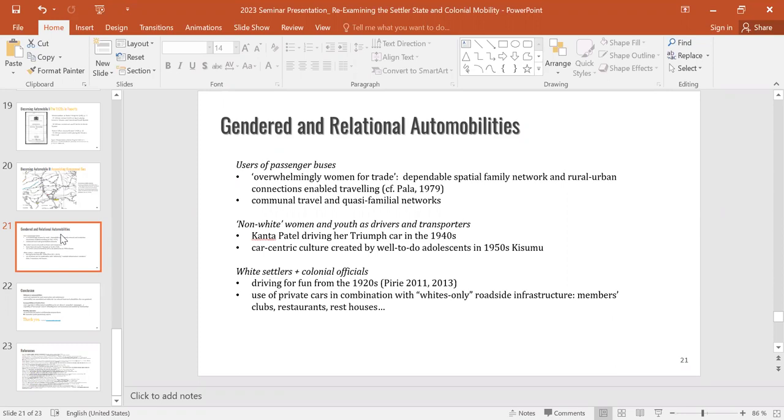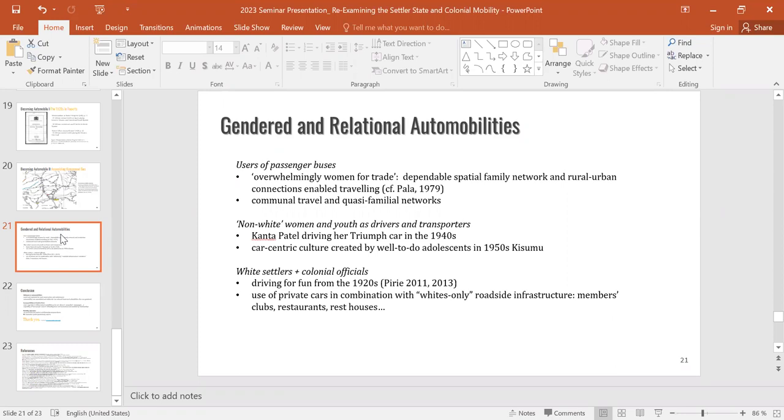this period. But it was particularly women of Gujarati descent who were starting to drive cars in urban Nyanza. One of the first women to drive her own car was Kanta Patel in the mid-1940s. She was born in Mombasa. She married a co-director of a Kisumu Motor Works, a garage. And so she was very close to motor vehicles and also to the colonial state because Kisumu Garage could inspect vehicles on behalf of the administration.